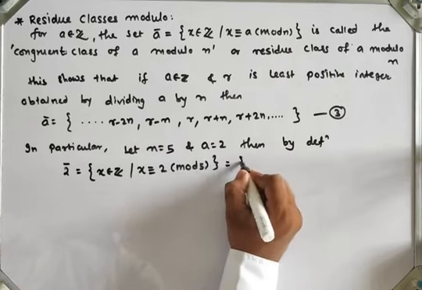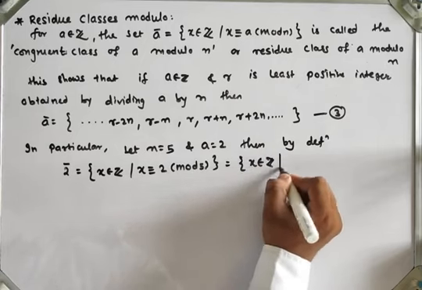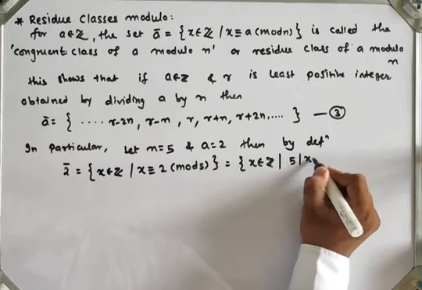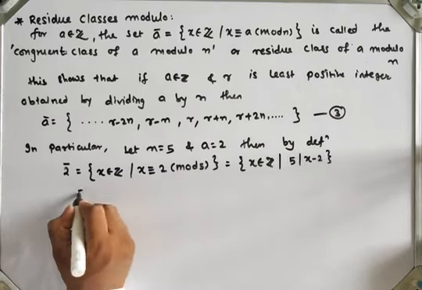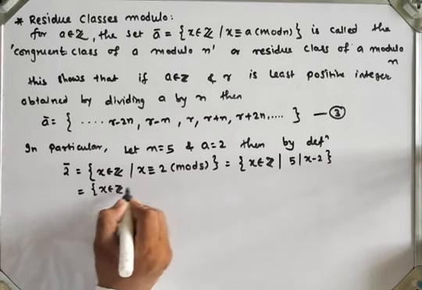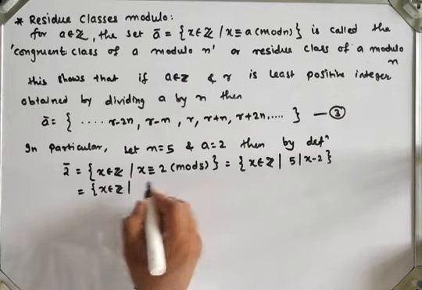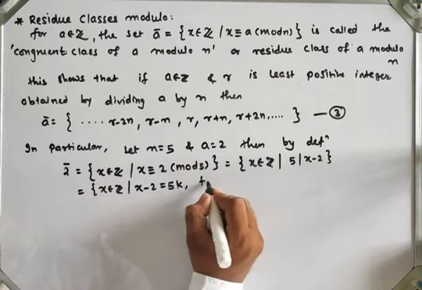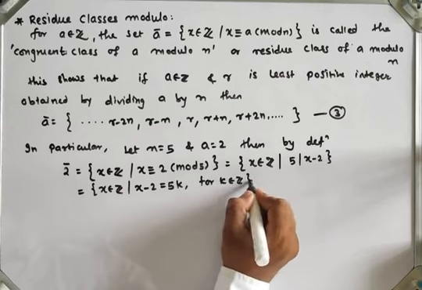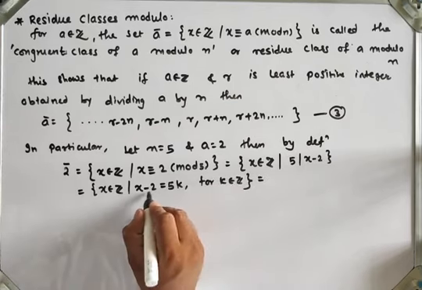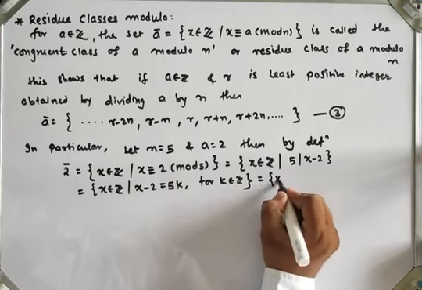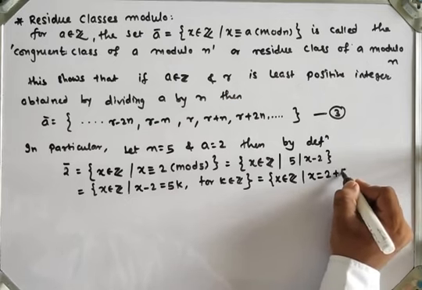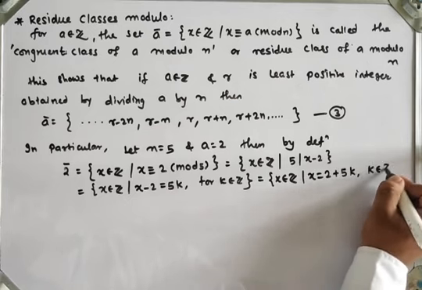Which is nothing but x belongs to the set of integers such that, by using the definition of congruence, we will get 5 divides x minus 2, right? Then by the definition of divisibility, x minus 2 is equal to 5 into k for k belongs to the set of integers, right? So here minus 2 is on the left side, so I will take it to the right hand side. So we will get x belongs to the set of integers such that x is equal to 2 plus 5 into k. So k belongs to the set of integers.